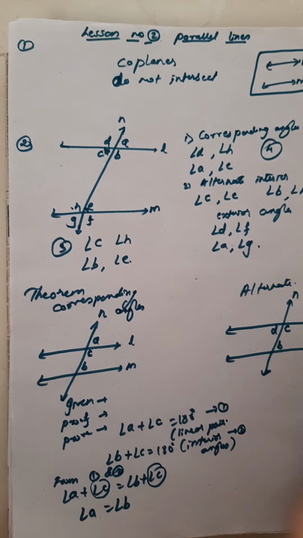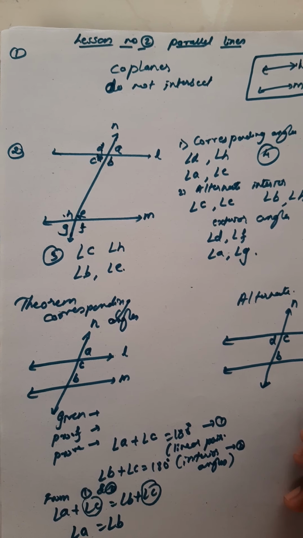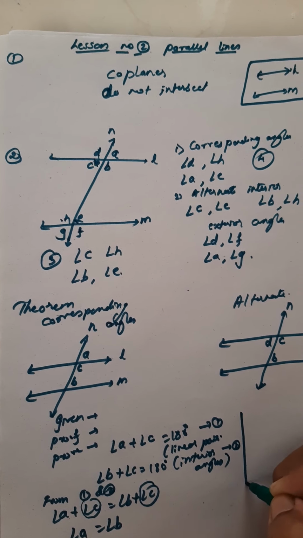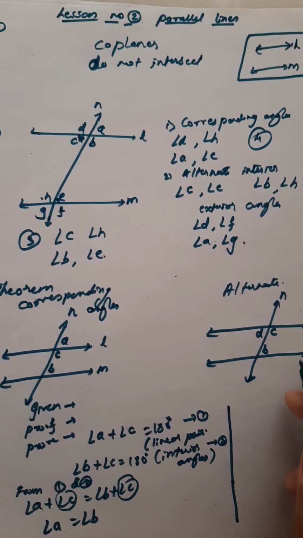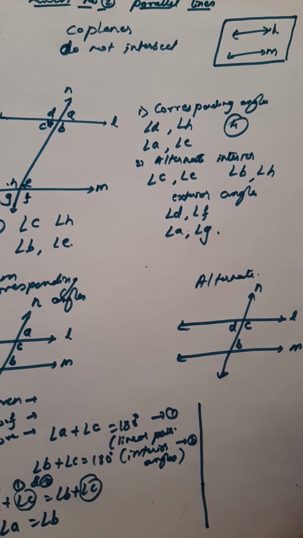Understand? Now we will study the alternate angles. What are the alternate angles? See here, I will explain it neatly. In this also we have to write that line L and line M are parallel to each other.